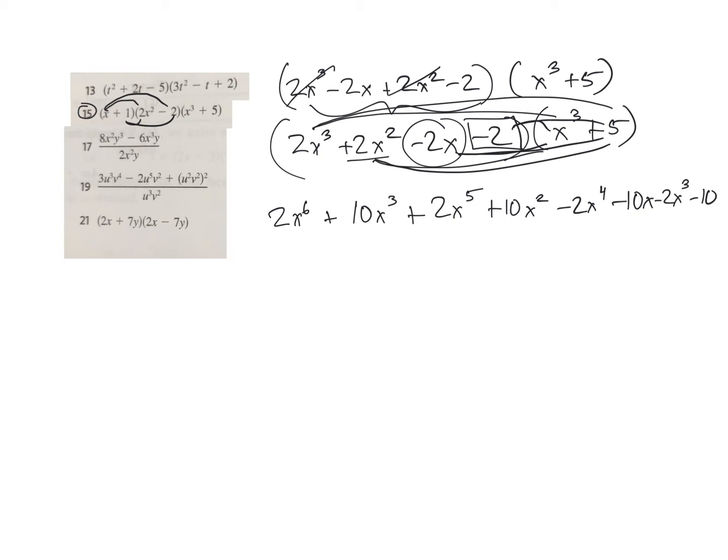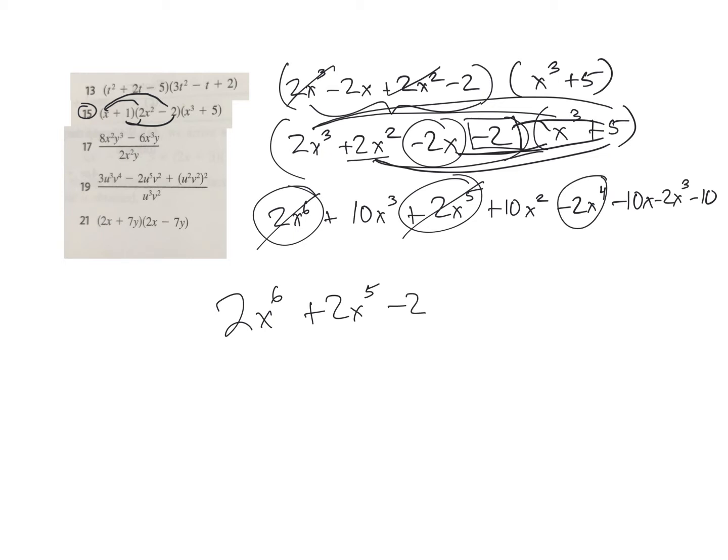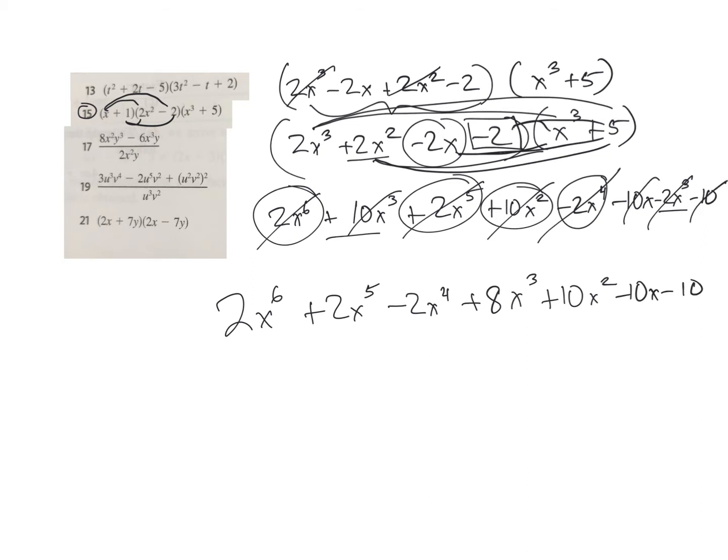Now put everything in order. 2x to the 6th. Then we have an x to the 5th. And we have a minus 2x to the 4th. And we have 2x cubes, a 10 and a minus 2, so that would be plus 8x cubed. And we have 1x squared, so that's plus 10x squared. And then we have a minus 10x and a minus 10 that's left over. And we've crossed everything out. You might want to try doing it this way to make sure you do it right.